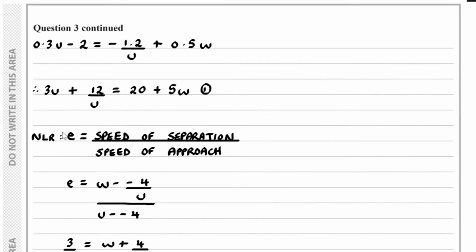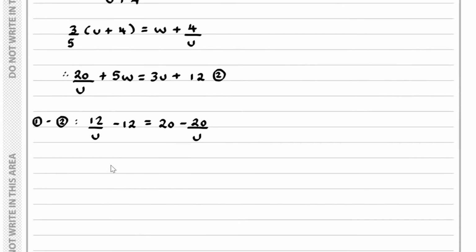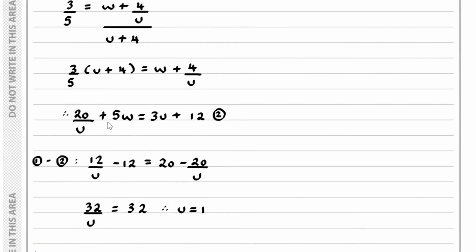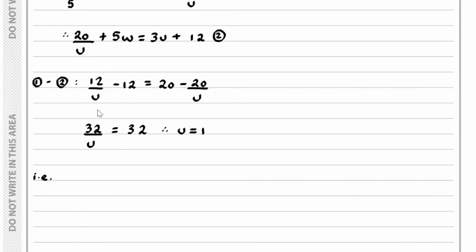And then the 5w minus the 5w gives 0. And so if I tidy all of this up, I have 32 over u equals 32. So therefore, u equals 1. And knowing that u is equal to 1, we can now find out what w is. Let's substitute into either equation. I'm going to be substituting into equation 2.